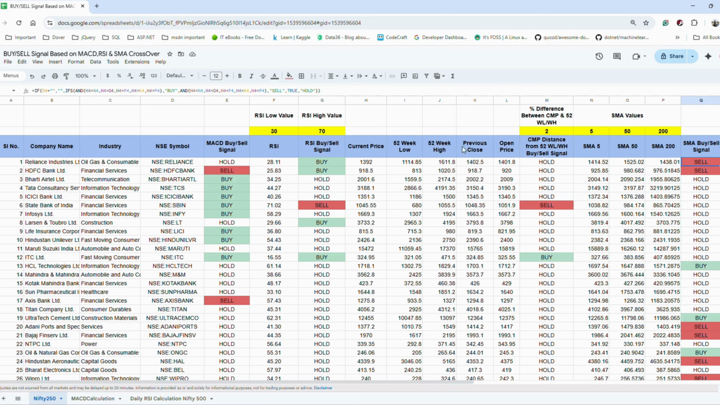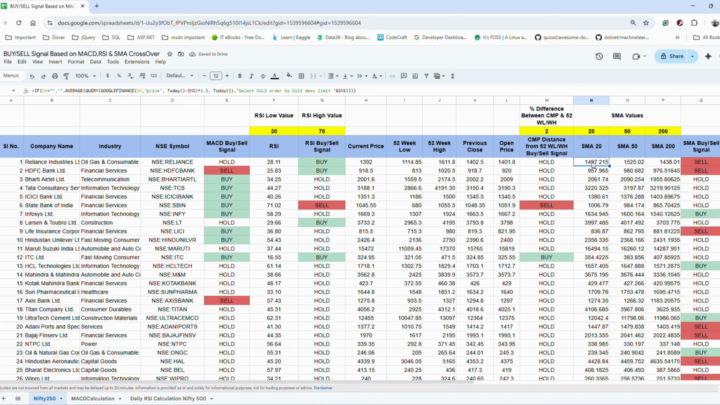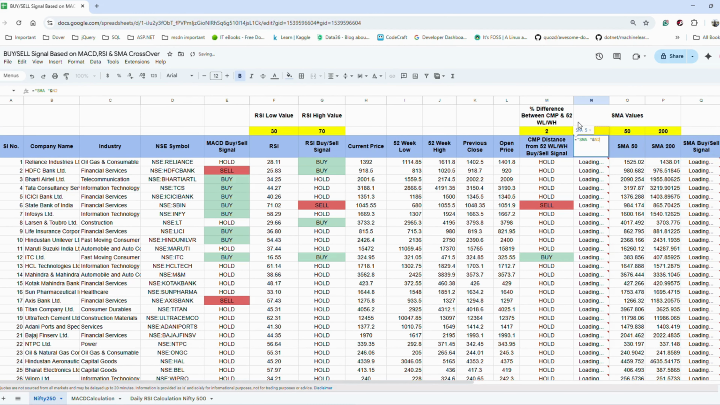So we are checking all these 5 conditions: previous close, open price, SMA 5, SMA 50 and SMA 200. Now say for example you don't want to check SMA 5 because it's only 5 days, right? So you want to change it to 20. What happens is that even with SMA 20, you see the current price is less than SMA 20, SMA 50 and SMA 200, that's why it's a sell signal. Okay, so I'll change it back to 5.